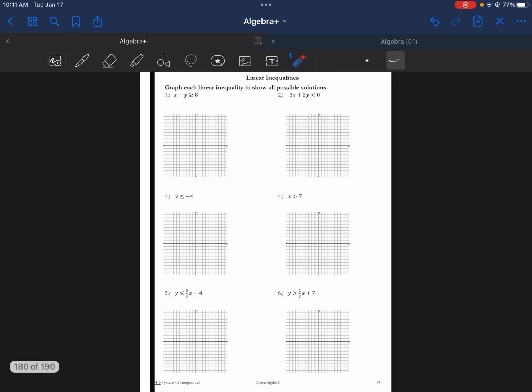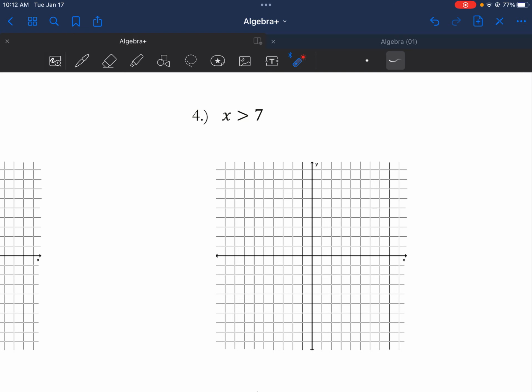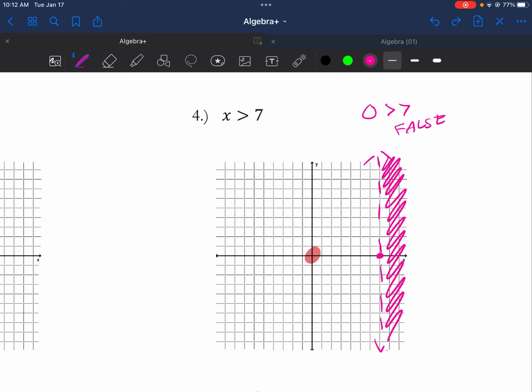So let's go ahead and flip to page 37 and try number 4. Well, this is an x inequality, so it's going to cross the x-axis at the 7. I'm going to draw a dashed line up and down. If I try 0, 0, it just becomes 0 is greater than 7. This is false. So I'm not going to shade this side. I'm going to shade the other side, but this is still shading up, right? Even though it looks like it's left to right, it's shading up because on the number line that's going to the greater numbers.